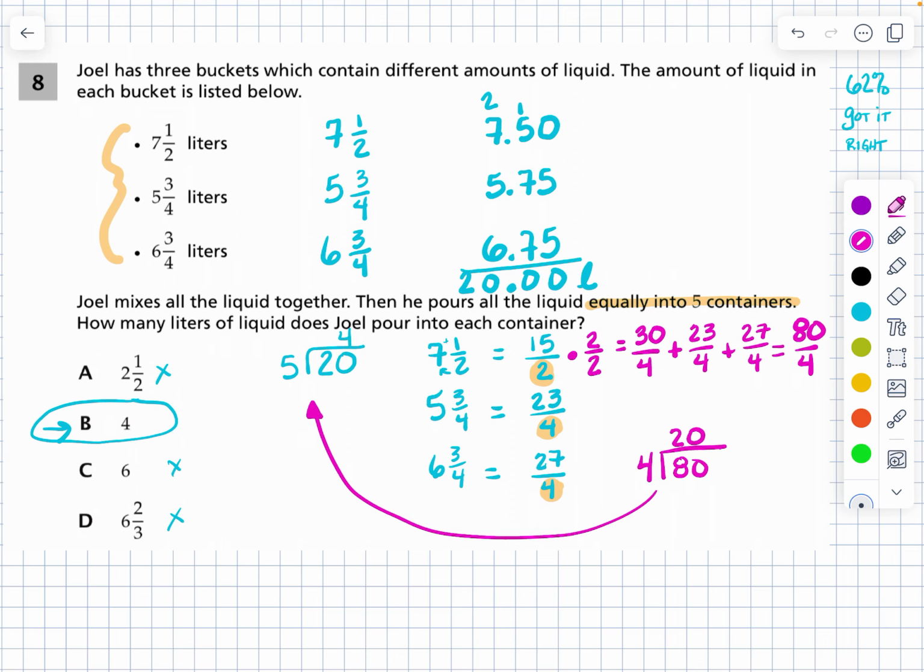Okay, and one last note here, 62% of the students that answered this question got it right. So this is one of the more difficult questions, but you got it. I hope this helps, and I will see you in the next one.